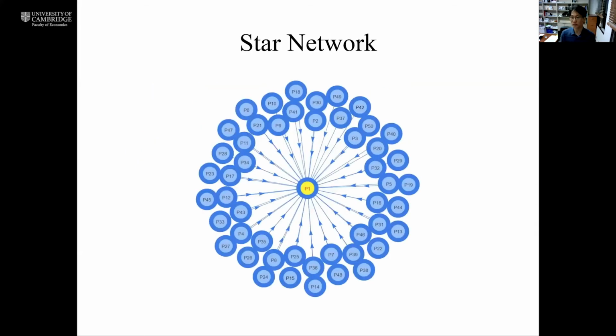The structure of the star network is like this. There is a hub, P1, and everybody is connecting to this person. The reason everybody connects to the hub is that the spoke can have access to the hub's value, but also to the values of all the rest of the people through the hub. So that is the idea.